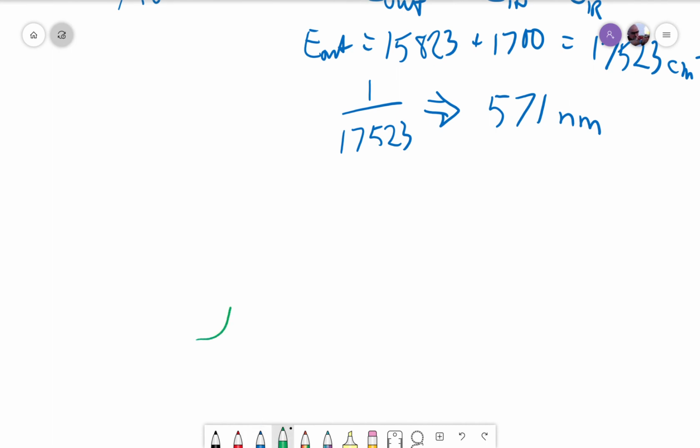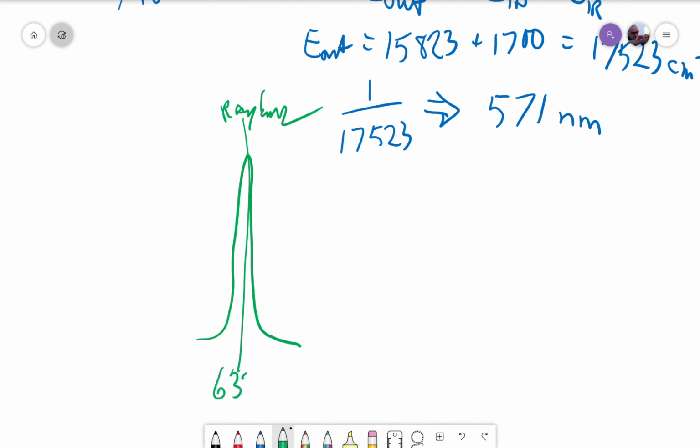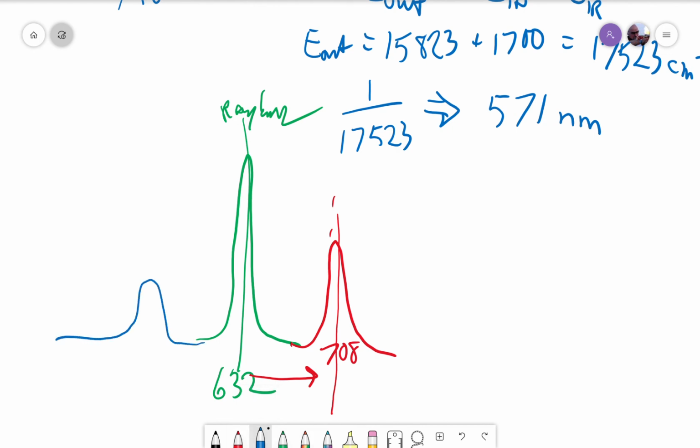So, if we put the Rayleigh scattering in, and some of it comes straight back at the exact same wavelength, some of it is going to be redshifted by the carbonyl energy to 708, and some of it will be blue shifted towards shorter wavelength to 571 nanometers.